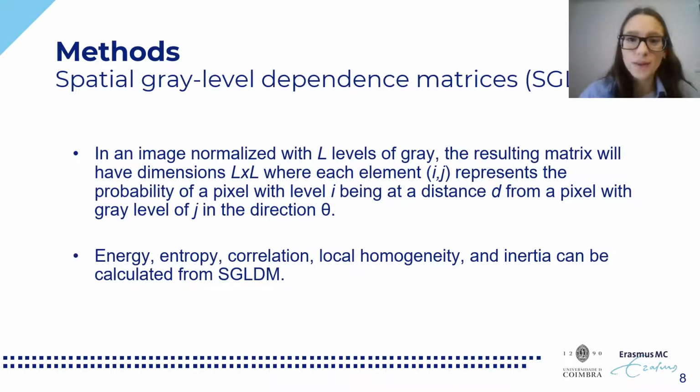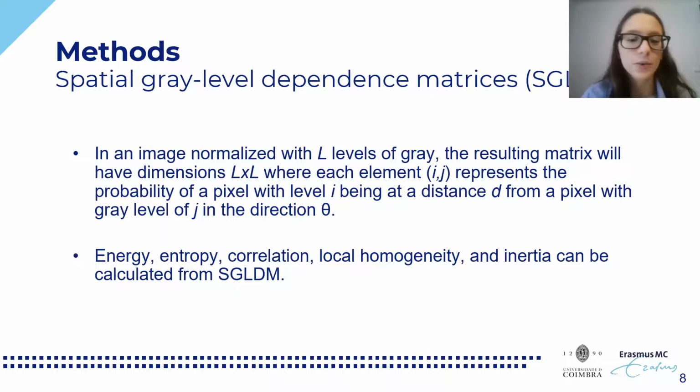So the first method I will be presenting is the spatial gray level dependence matrices. These matrices measure the local variations in the brightness in a very small region of the image. The way to calculate these matrices is by estimating the second-order joint probability distribution of each combination of gray level values that occur next to each other, averaged over different angles.